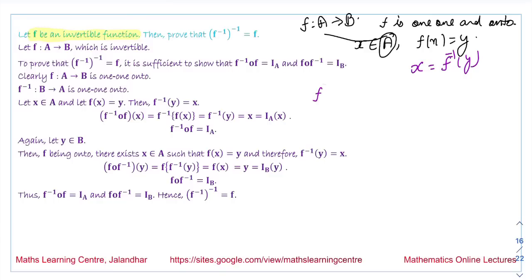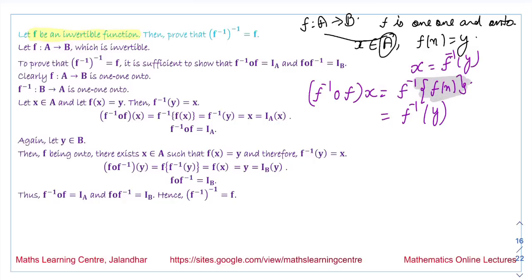Now f inverse of f of x is equal to f inverse of fx, that is equal to f inverse of y. Look at this value over here. We are talking about fx, and we know that fx is equal to y. So we are obtaining this term, and f inverse of y is equal to x. So what we get is that f inverse of f is equal to I A.